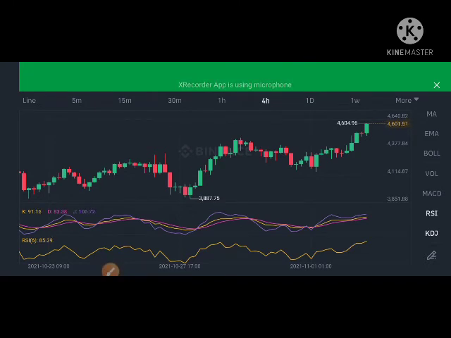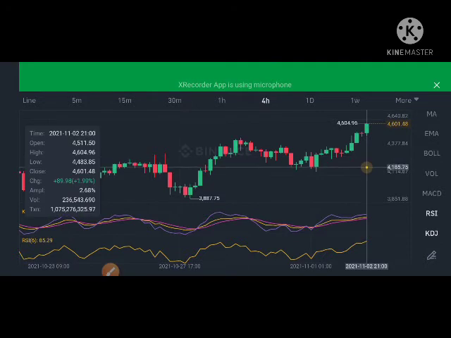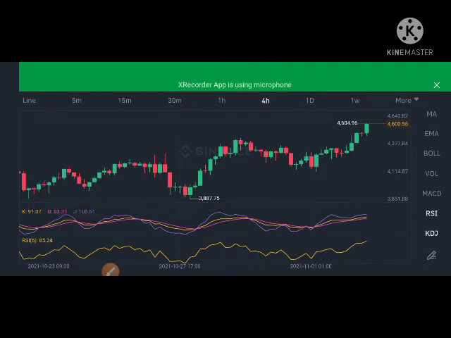So today we are going to be discussing the KDJ indicator tool. It is an amazing tool that, if you know how to use it, you are really going to enjoy your trading.